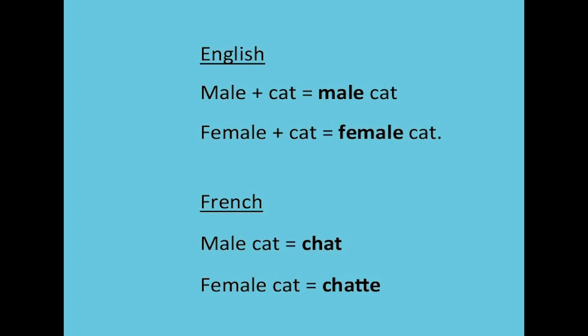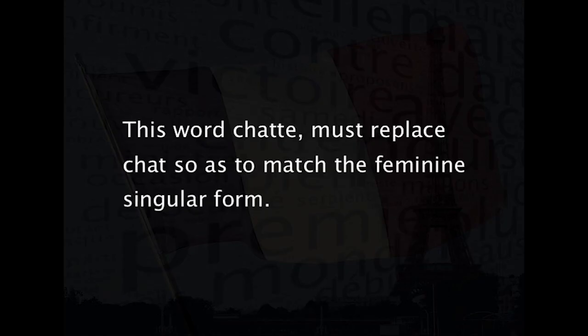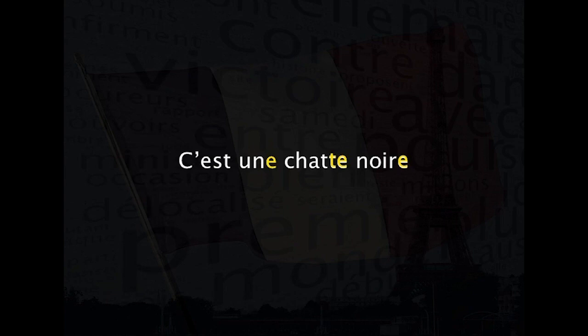In English, we add the words male or female before the word cat to distinguish between a male cat and a female cat. In French, there exists a separate word for a female cat. Chat is a male cat, while chatte is a female cat. This word chatte must replace chat so as to match the feminine singular form. Since chatte is a feminine word, the indefinite article must also change from un to une. Therefore, the correct feminine form would be c'est une chatte noire. Before we proceed to the next section, let me remind you again that the adjective has to always agree in number and gender with the noun it is linked to.